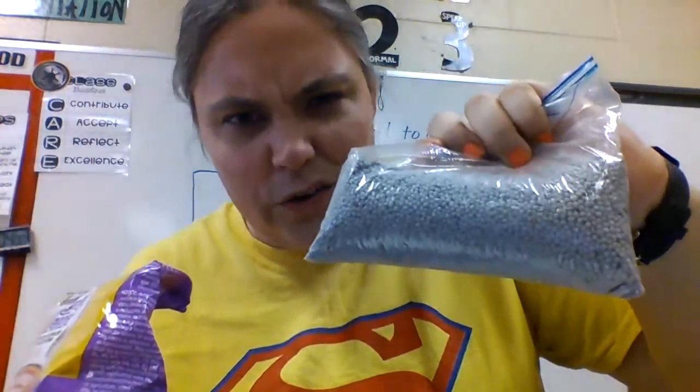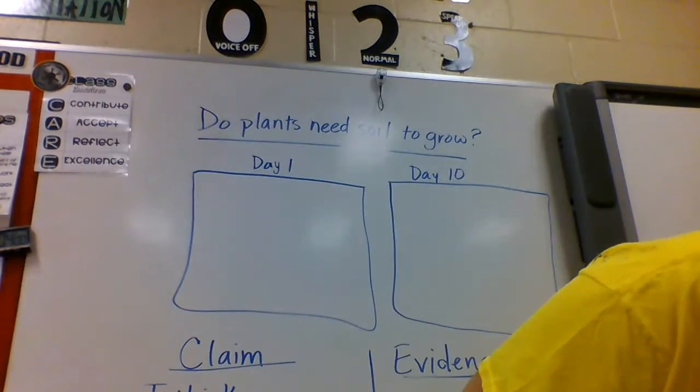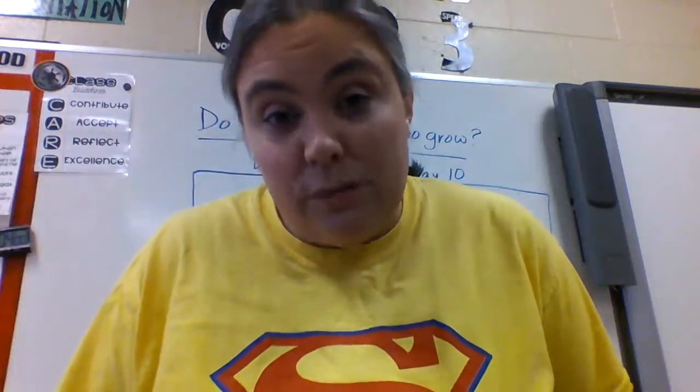This is a bag of grass seed. This is a bag of clover seed, like those 4-leaf clovers or 3-leaf clovers you see outside. I've done it with those and had great success with it. But beans tend to show signs of growth quick, which is why we use them in school, okay?